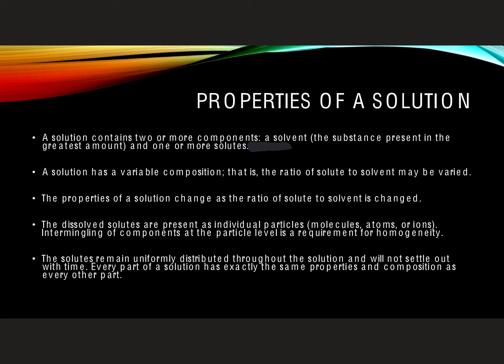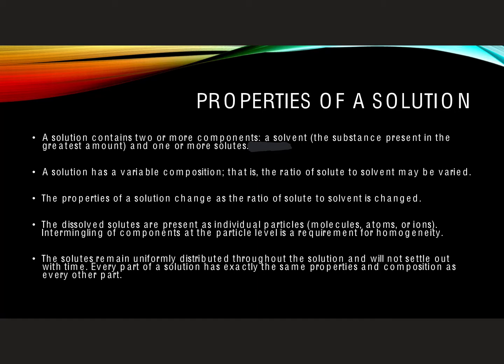A solution is always going to have two or more components. You're going to have a solvent and one or more solutes. And the solvent is always going to be the substance that is present in the largest amount. So if you've got two things, whichever one you have more of will be the solvent. The one you have less of will be the solute. If you've got more than two things, again, you're always going to have something that's the majority, and that will always be your solvent, and then everything else will be solutes.